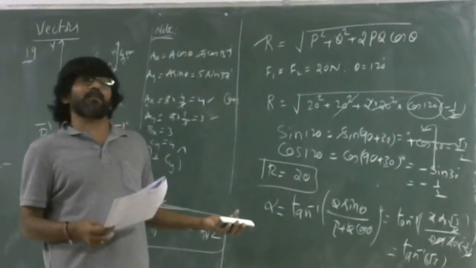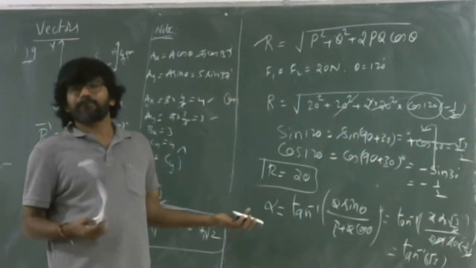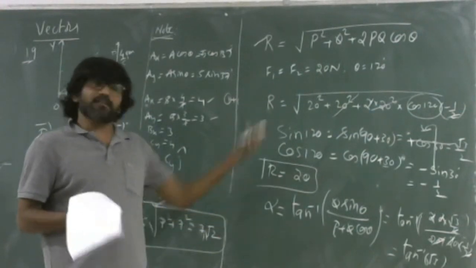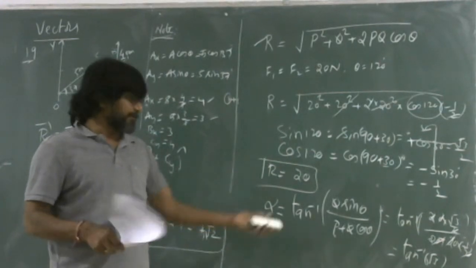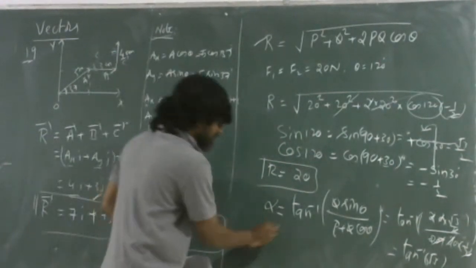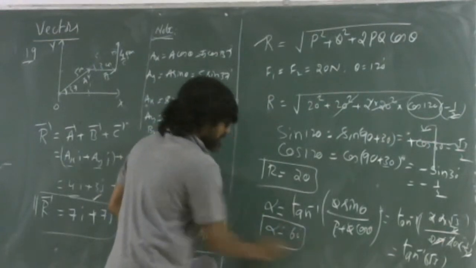So tan of what angle gives root 3? Tan theta is sin theta by cos theta, sin 60 by cos 60. That you can also compare and cross check. So alpha is equal to 60 degrees. That will be the answer.